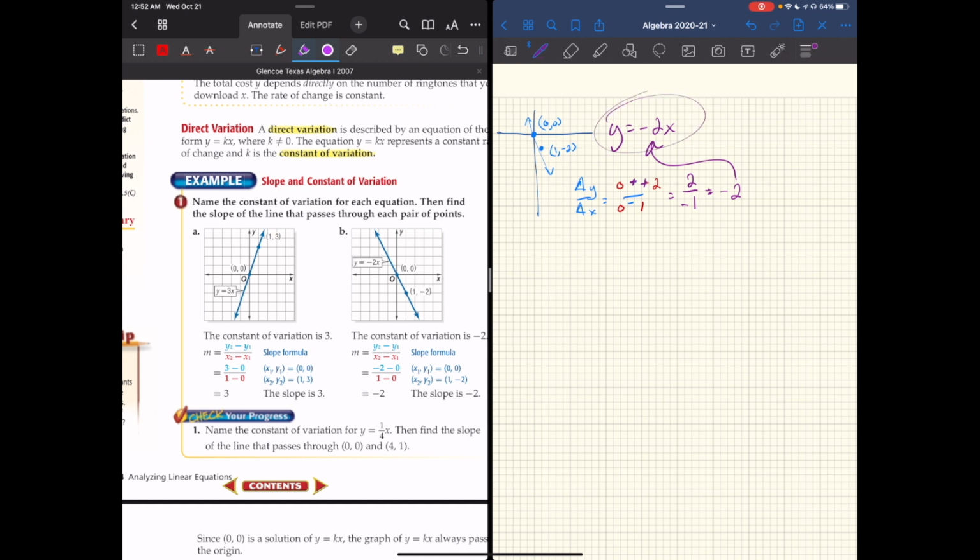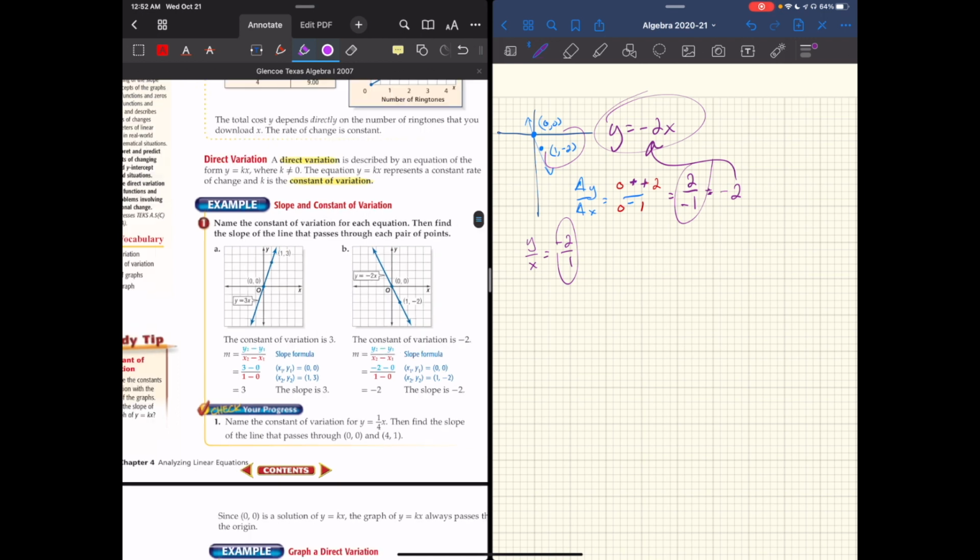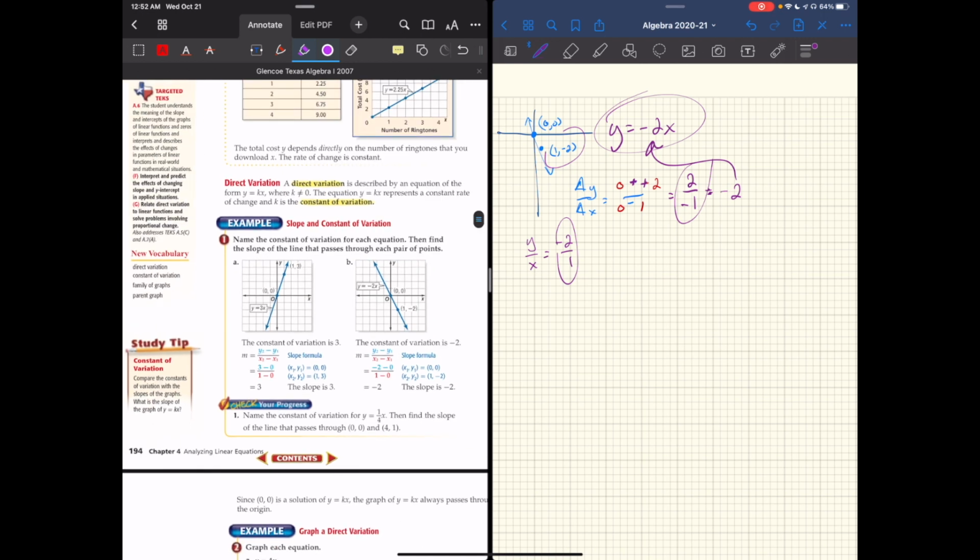If I needed to, of course, I could also just put the y-coordinates in a ratio with the x-coordinates other than for the origin. And you can see in this case that's exactly the same thing that we got. 2 over negative 1, which again is negative 2. Take a minute or so and work out Check Your Progress number 1.